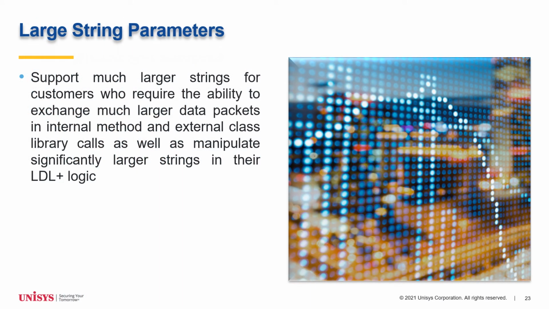Allow big parameter strings. ABSuite 8.0 provides larger strings to the customers to exchange larger data packets up to 6 MB through the external class library call, method calls, and additional string manipulations such as move. The limits for attach has also been increased from 32 KB to 64 KB and 16 KB to 32 KB for kanji, while a detach will handle a 6 MB of string.